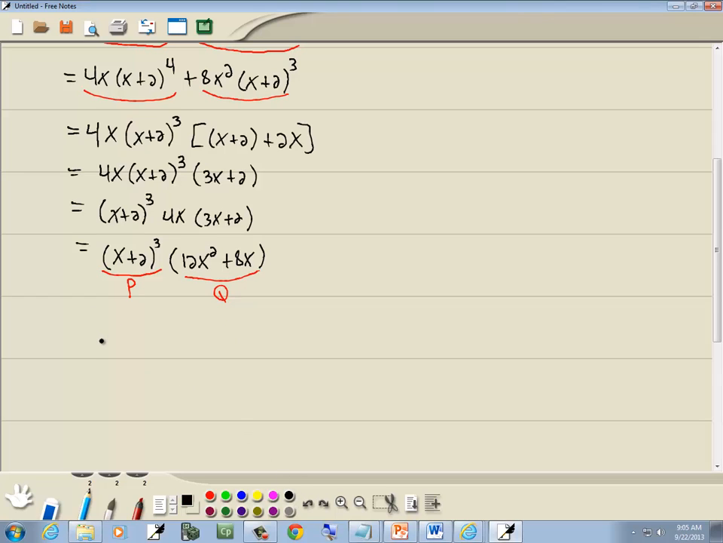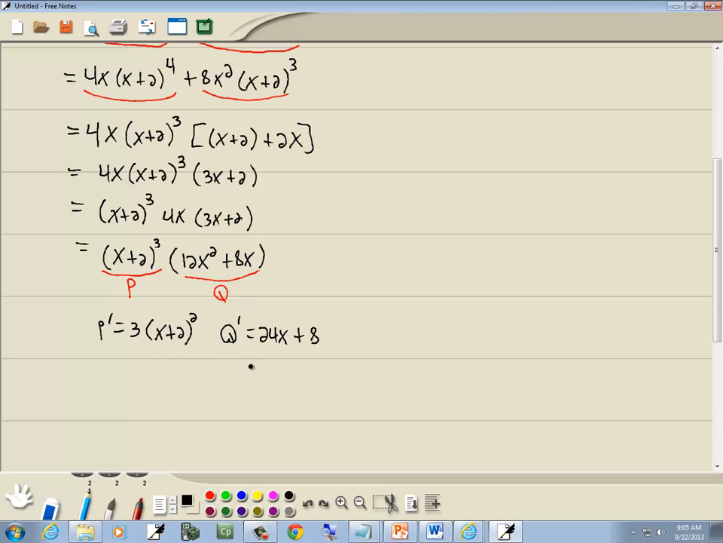So I need p prime. Here we got parentheses to a power again, so I take my power, put it out in front. What's inside the parentheses remains as is. Lower your power by 1, so that becomes 2. And then you multiply times the derivative of what's inside the parentheses, but derivative of x plus 2 is 1. I already showed that up above, so I'm not going to write that out again. Q prime. 12x squared, take 2, put it out in front, so that gives us 24x plus 8.